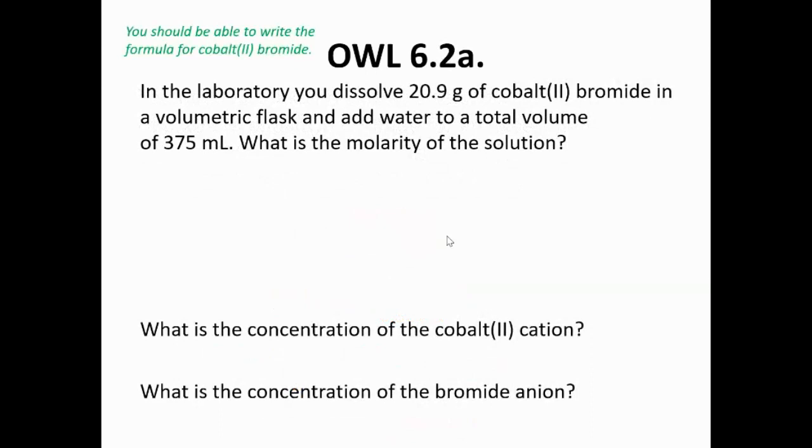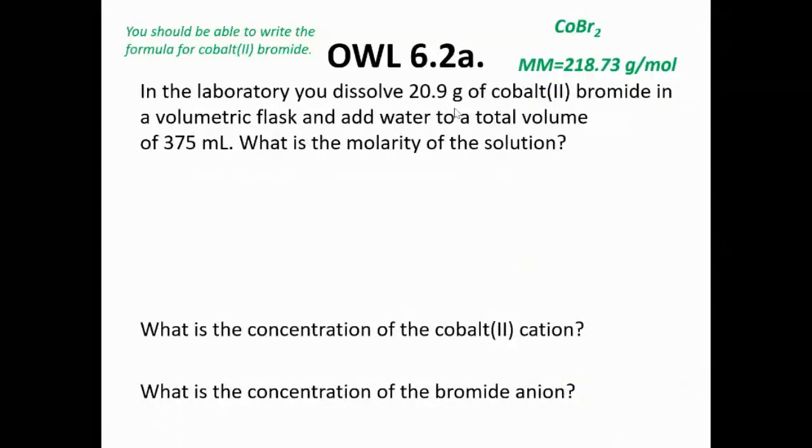Another problem you might see, OWL 6.2: in the laboratory you dissolve 20.9 grams of cobalt II bromide in a volumetric flask, and you add water to a total volume of 375 milliliters. Of course, we know that is 0.375 liters. What's the molarity of the solution? Well, we need moles of solute. We don't have moles, we have grams. So we're going to convert those grams to moles.